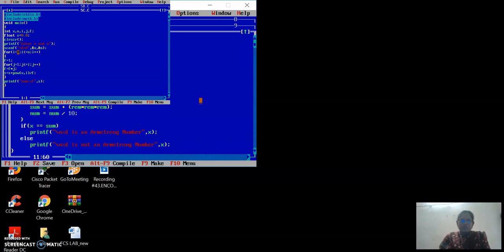1 means 0 factorial, then 1 factorial, 2 factorial, 3 factorial and so on. So here I'll start from 1 till that number, calculate the factorial and write it in the denominator. Finally, I am going to print the sum value.